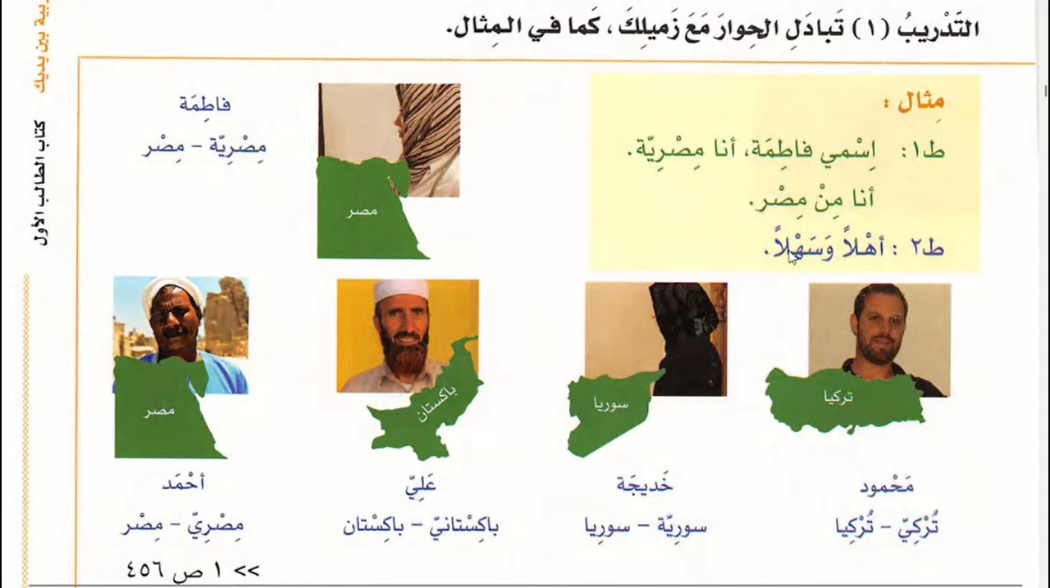So you will practice it without looking at the example. For example, let's suppose you are this man. So first you will tell that my name is Mahmoud. I am Turkish.